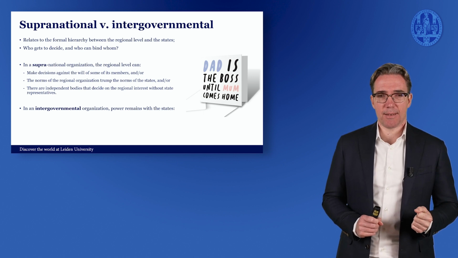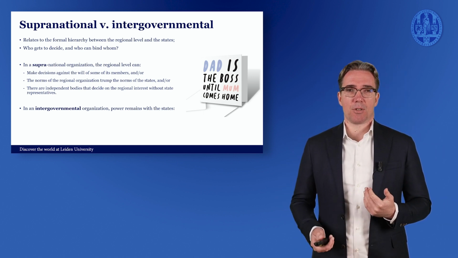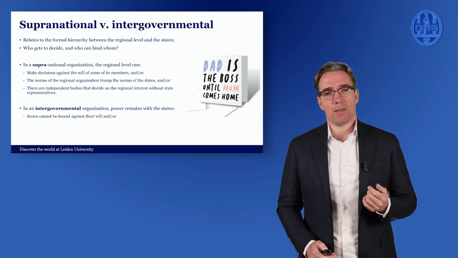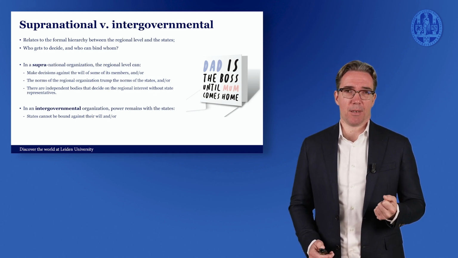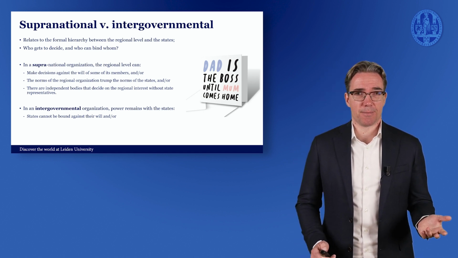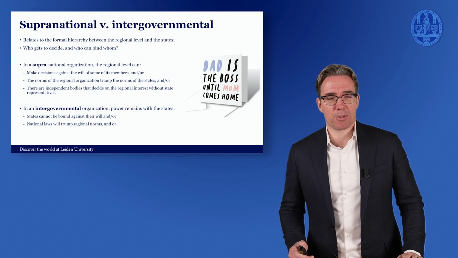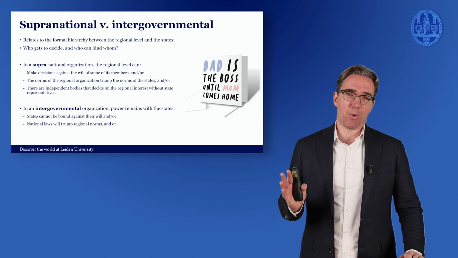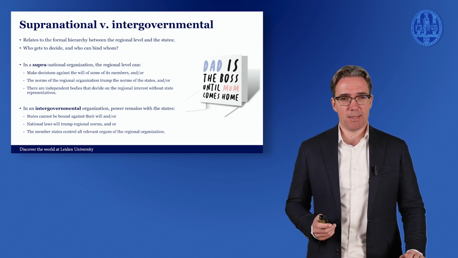Intergovernmentalism, on the other hand, the power remains with the states. So the states collaborate, but usually they cannot be bound against their will. So unanimity will be the norm, which means that if not everyone is on board, there is no deal. Also, national laws will trump regional norms unless they happen to have a monist system, something we will discuss later on in more detail.